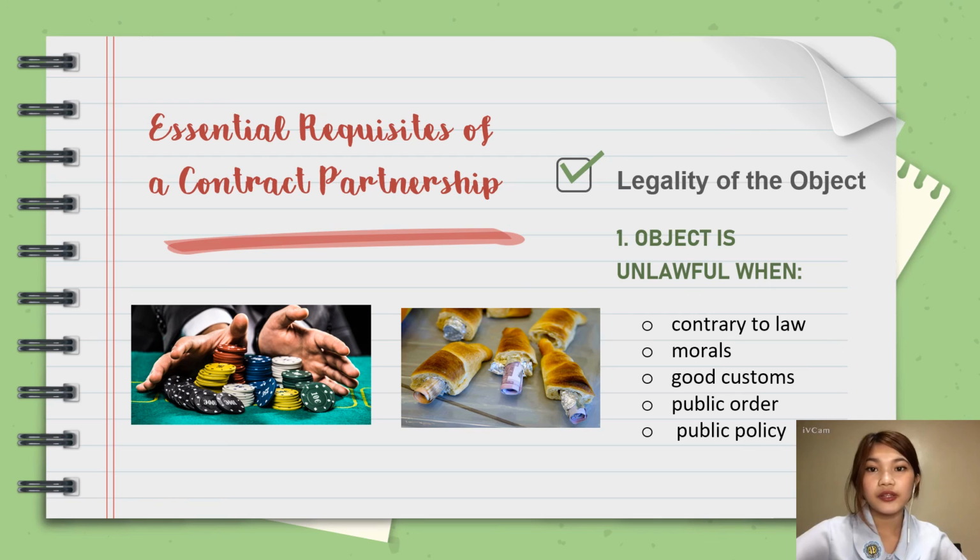Another example scenario would be, let's say, A enters into a contract with B and promises to pay B only when B embezzles money from C. That is considered an unlawful act, and therefore the contract is considered void ab initio.